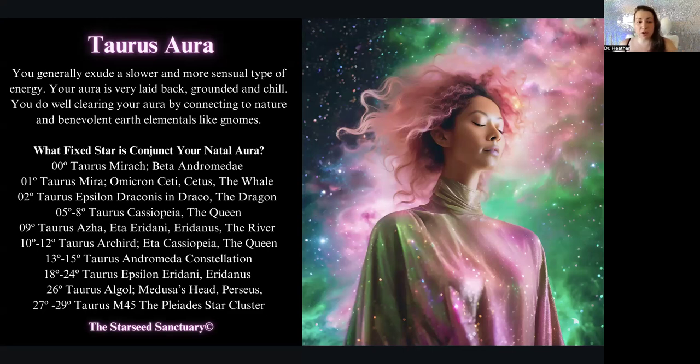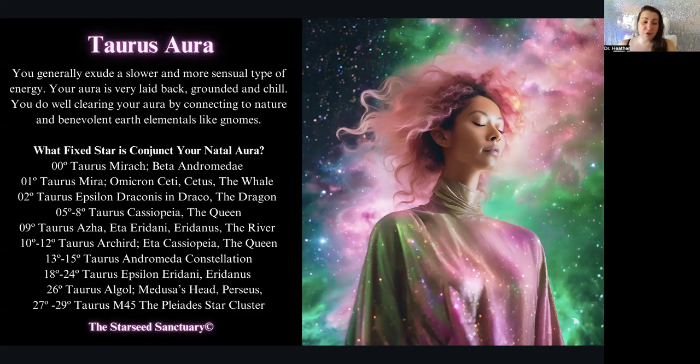And then you want to look up the degree. So what is the degree of your natal asteroid Aura if it's in Taurus? 0 degrees is going to be Mirach, Beta Andromedae. 1 degree will be Cetus the whale.